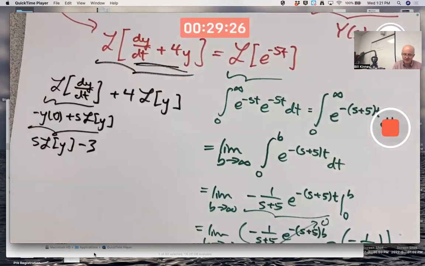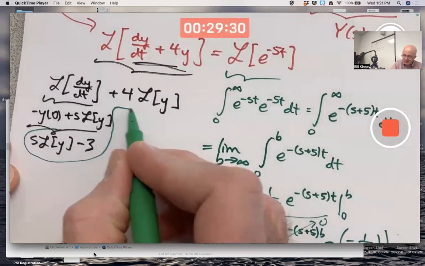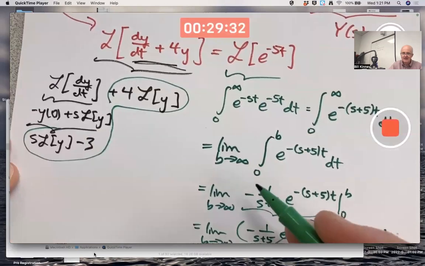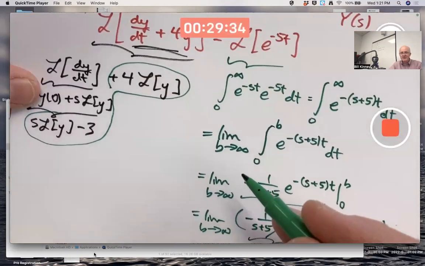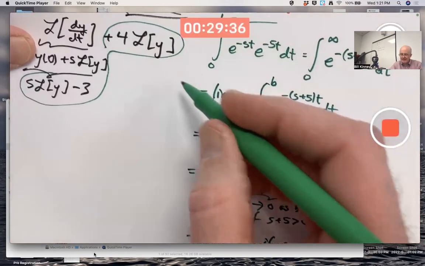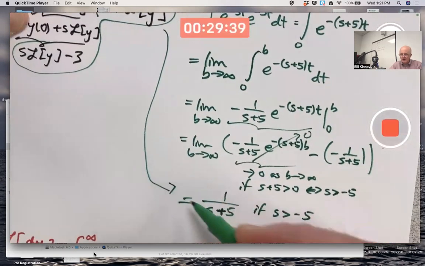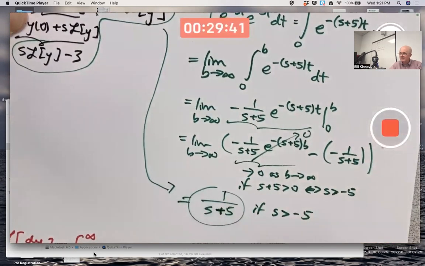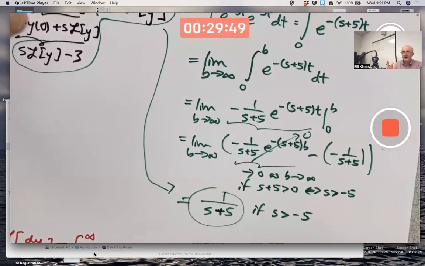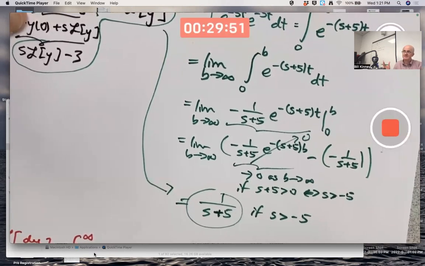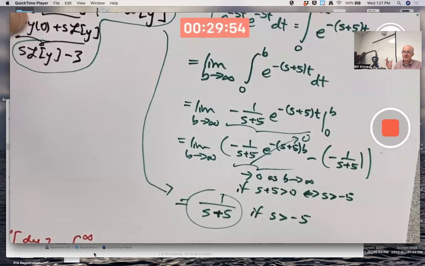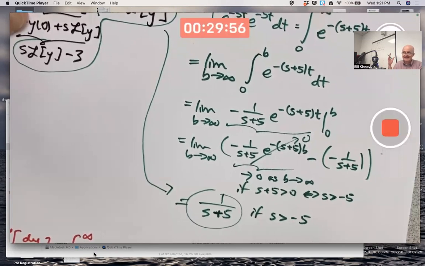We now have an algebraic equation, an algebraic expression for the unknown Laplace transform of y that equals some specific function here, 1 over s plus 5. We can algebraically solve for L of y. We've turned calculus into algebra. That's a common feature of transforms. They turn calculus into algebra.